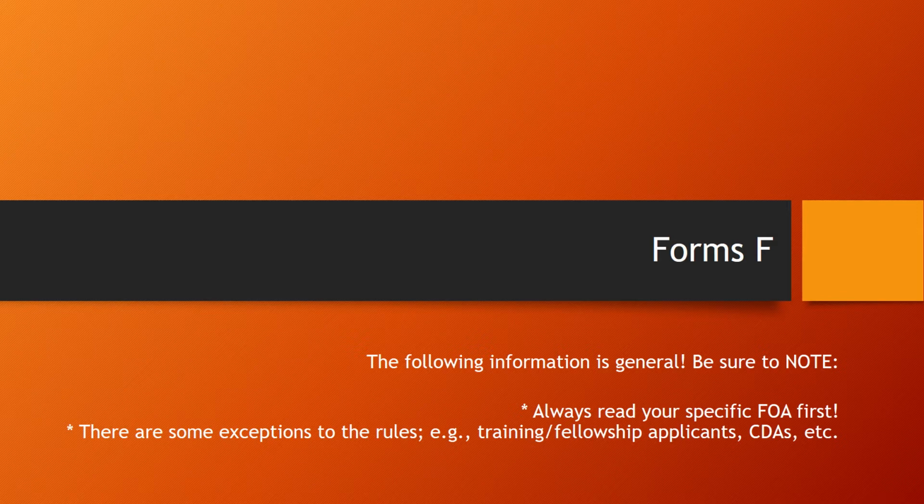I'm going to start by giving some disclaimers. The first is to always be sure that you read your specific funding opportunity announcement first. There may be details or specific requirements in there that would supersede what's in the general instructions for completing the human subject section, or for any section for that matter. So of course you want to know what's in your FOA. And then there are also some categories of grant applications that are commonly exceptions to the rule, and I've listed some of them here.